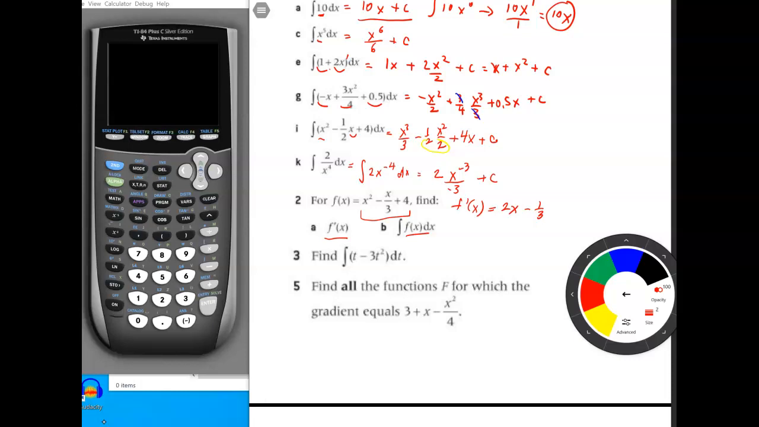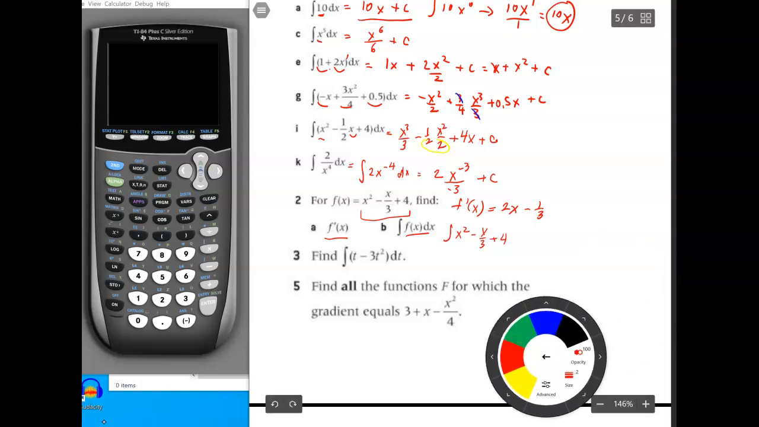Now let's do the integral of x squared minus x over 3 plus 4. Okay. So we just take the antiderivatives of each one of these terms separately, and we just add and subtract them just like they are done here. So the integral, or antiderivative, of x squared becomes x cubed over 3. We added 1 to the 2, and we copied it down below.